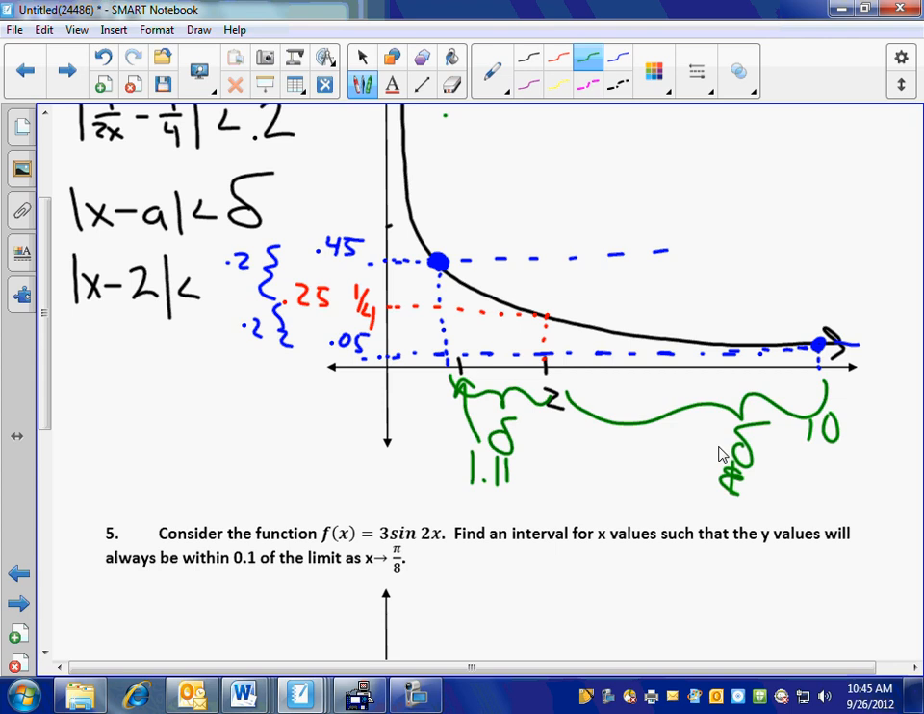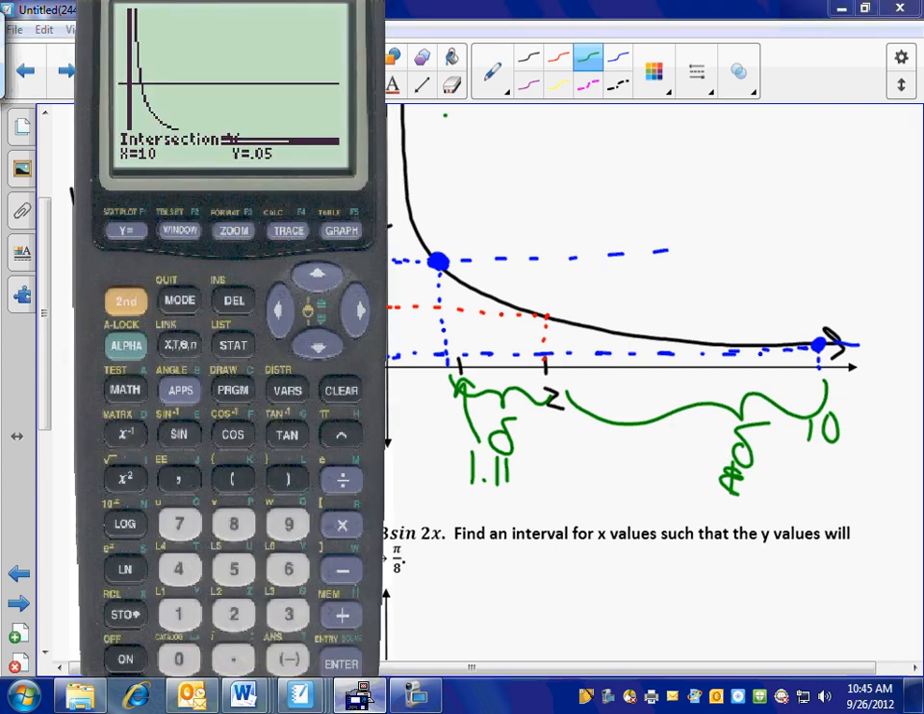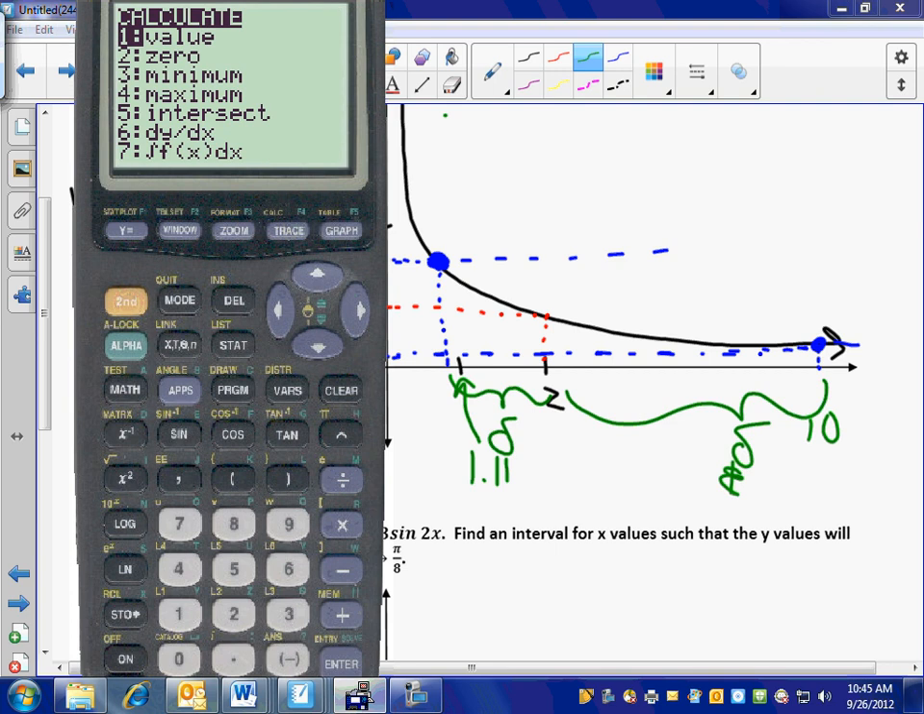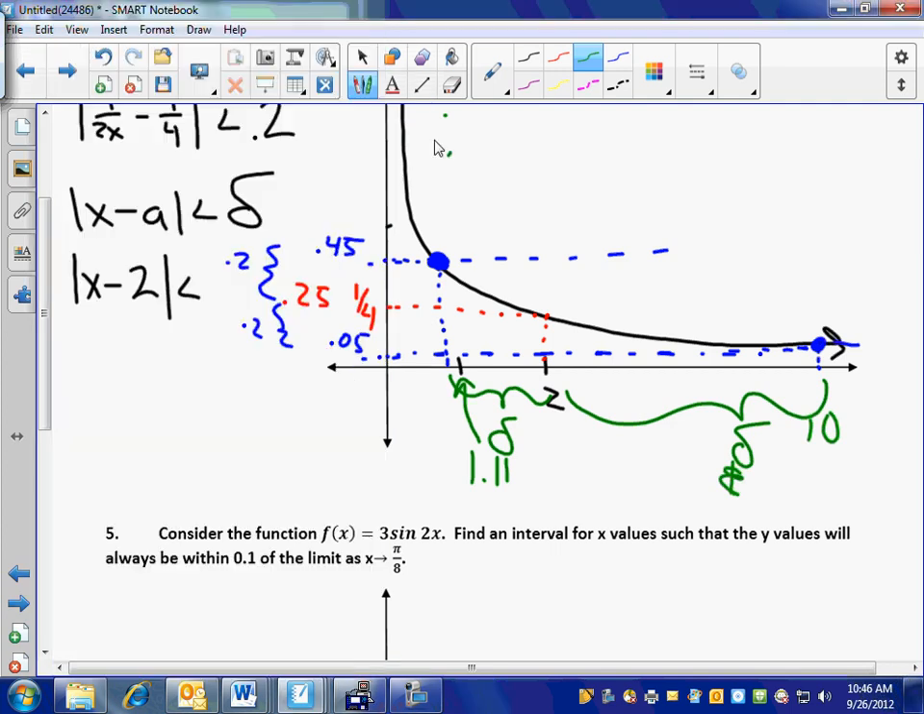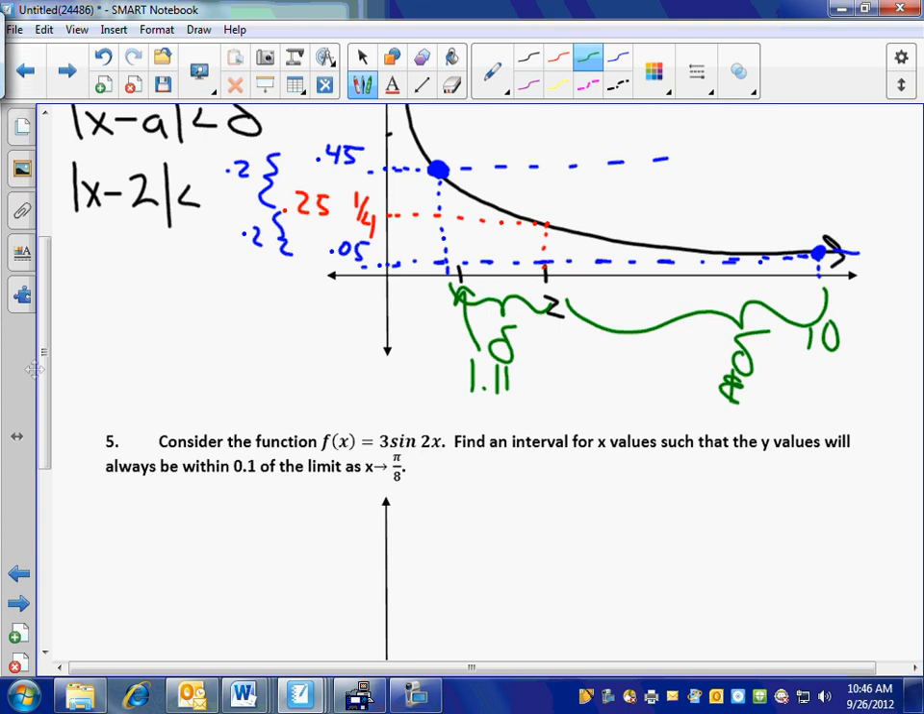You need to toggle down to your next function. So watch again, Derek. So I go second, calculate. I grab number 5 for intersect. My first curve, it says 1 over 2x. Is that what I want? Yep, I need that when I press enter. Look at what it does now, Derek. It says 0.45. I don't want 0.45. I press down, and it toggles to 0.05. I press enter and enter, and now I have 10 and 0.05. So we're almost done.